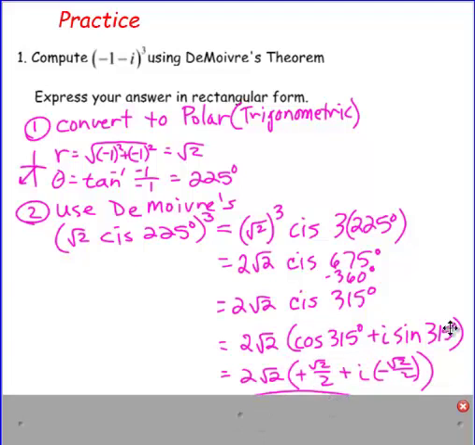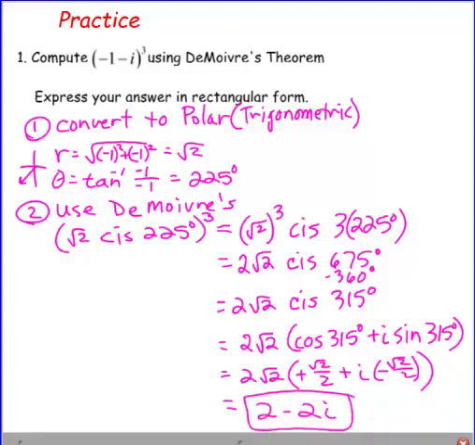So don't forget, we have to remember that unit circle. That's going to keep coming up. And so cosine of 315 degrees is square root of 2 over 2. And the sine of 315 degrees is negative square root of 2 over 2. And then distribute the 2 square root 2 into the parentheses, and you get 2 minus 2i. So that is the rectangular standard form of that value. So that is how we use de Moivre's.